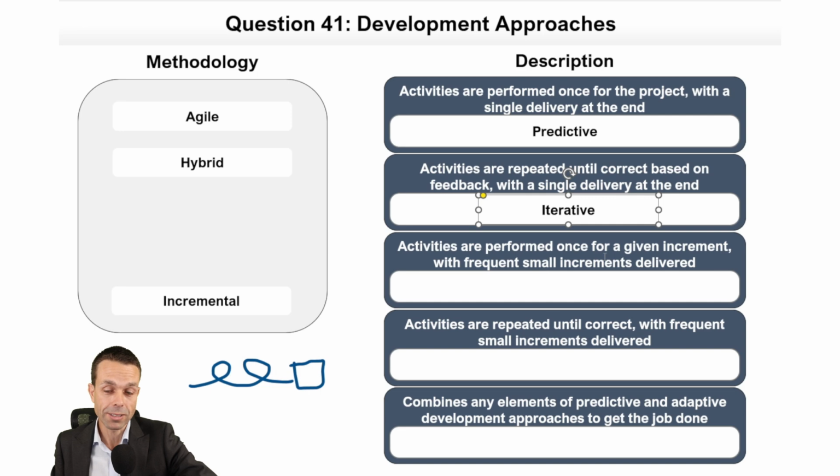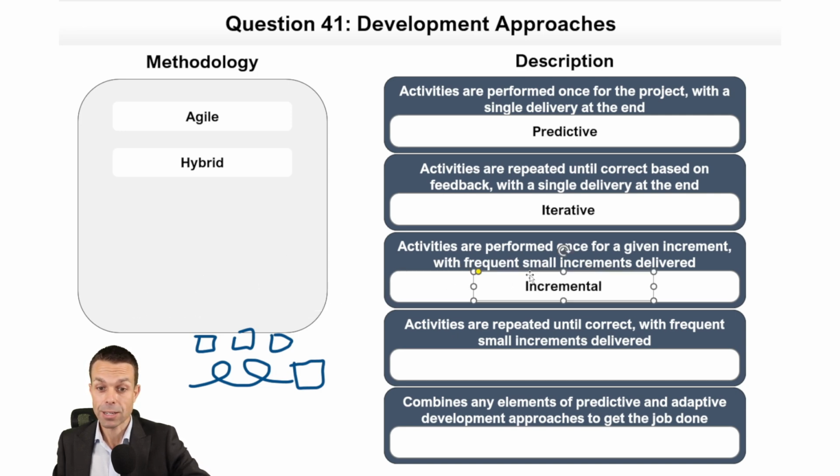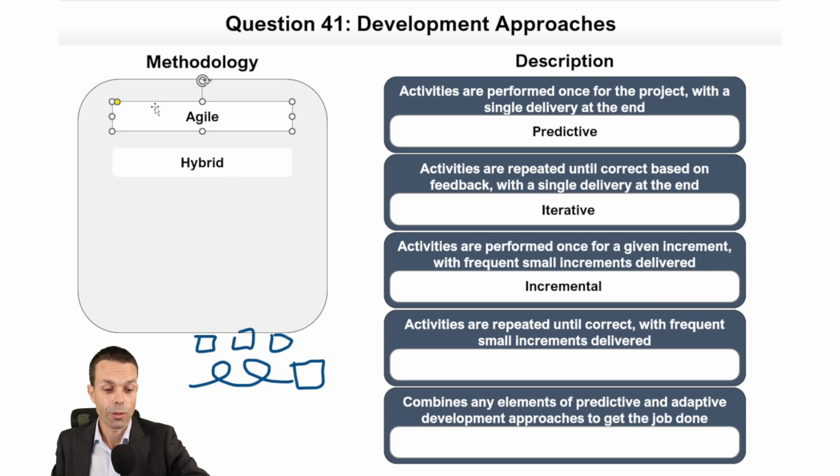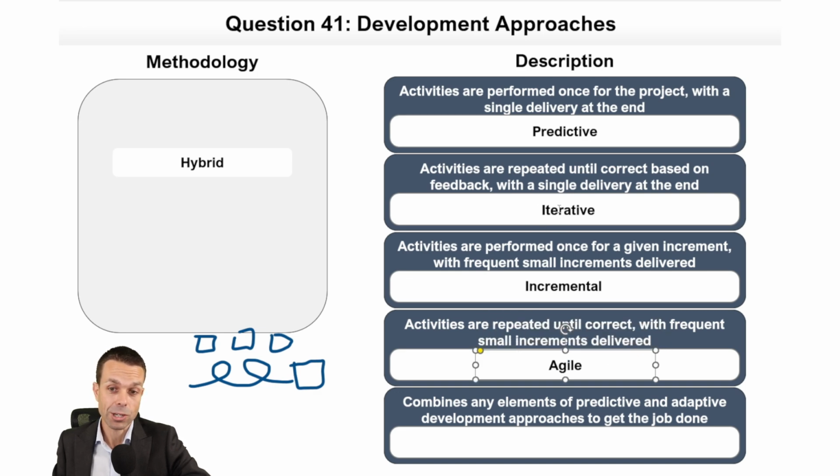Activities are performed once for a given increment. So just for a particular increment, for each increment, we must be using an incremental approach. Let's have a look. And activities are repeated until correct. So we've got a little bit of this. And then with frequent small deliveries, those two things are a combination to form Agile. So Agile is actually iterative and incremental at the same time.